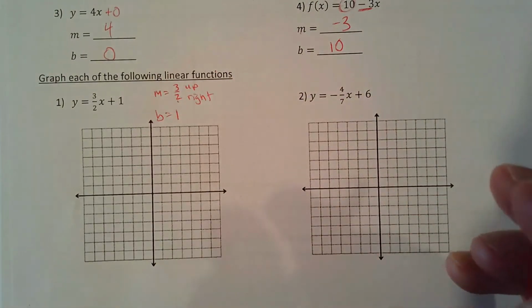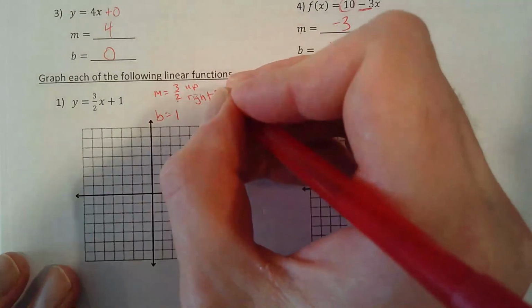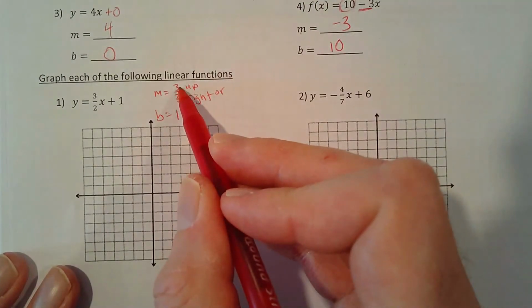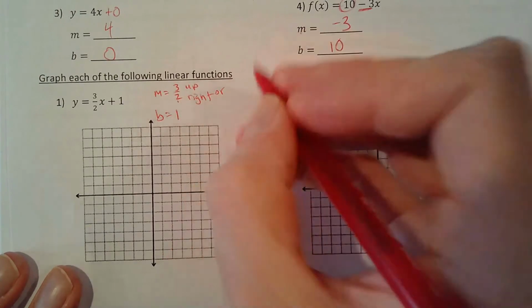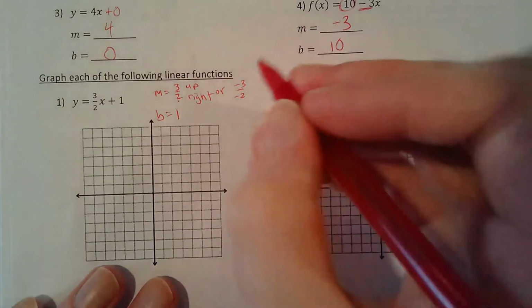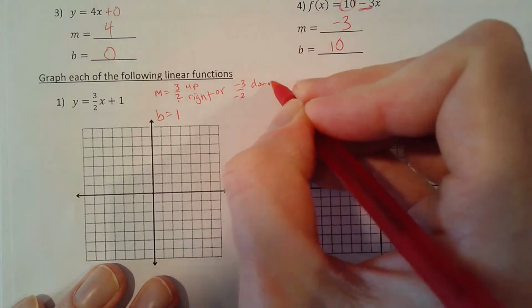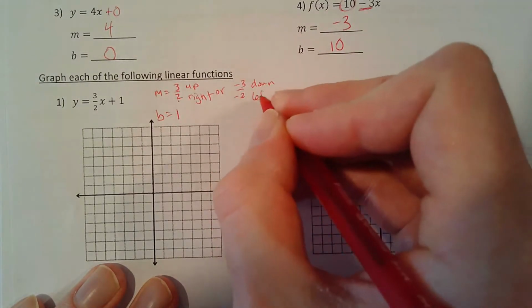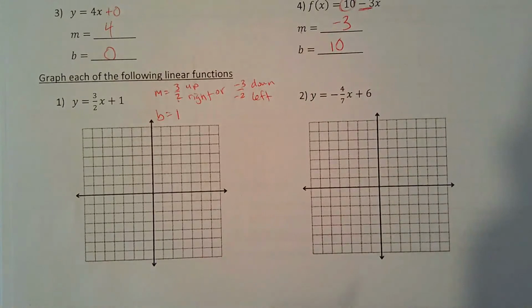Okay. Now, if you wanted to on this, you could, because 3/2 could have meant negative 3 over negative 2. They just simplified it to a positive. So this could have been down 3 and left 2. Remember, negative is down and negative is left. And if you notice, we'll be on the same lines here.